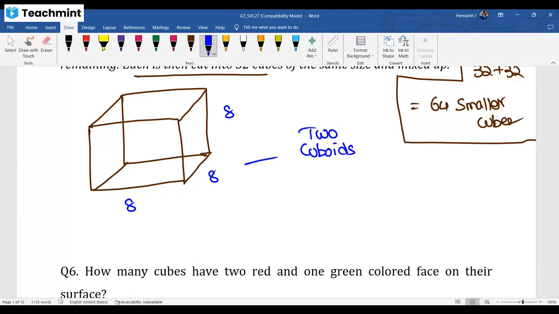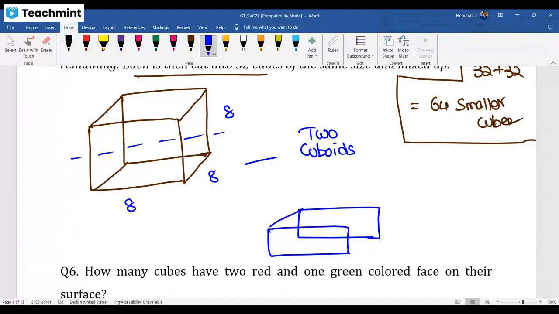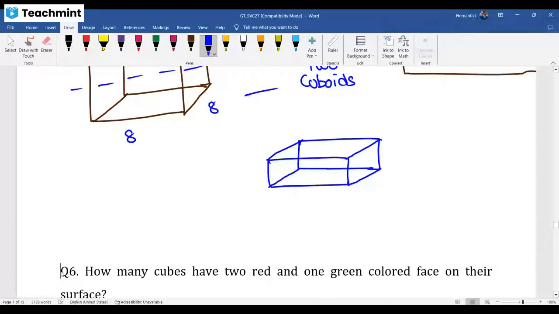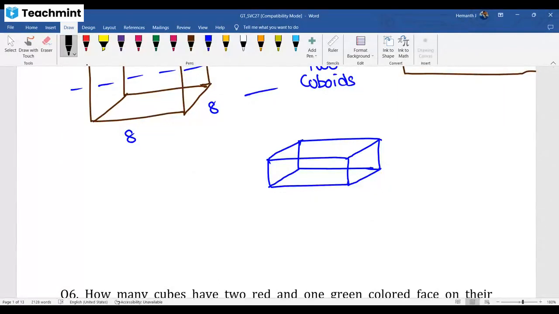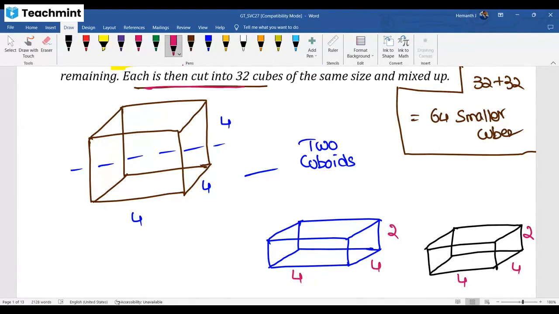Let's say I cut horizontally like this. Then you have a cuboid. This is also a top level question, my dear friends, an excellent next level question. So length is 8, breadth is 8, height is 4 only. Like that, one more cuboid also. Two cuboids they divided. That cuboid is divided into smaller cubes, 4 into 4 into 2, that is 32. This one also gave 32.